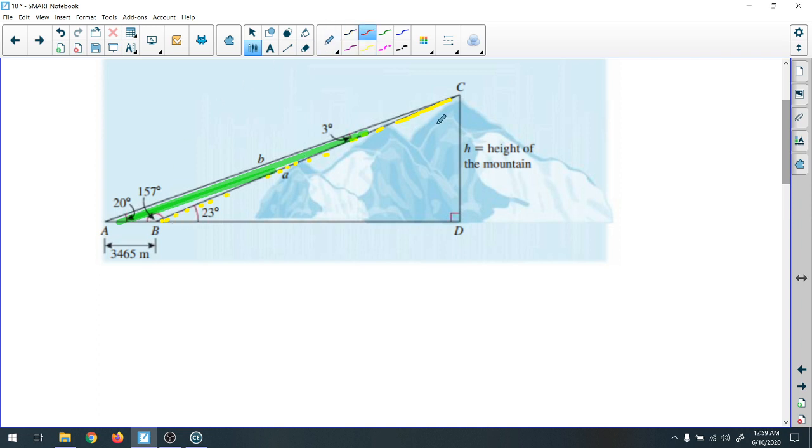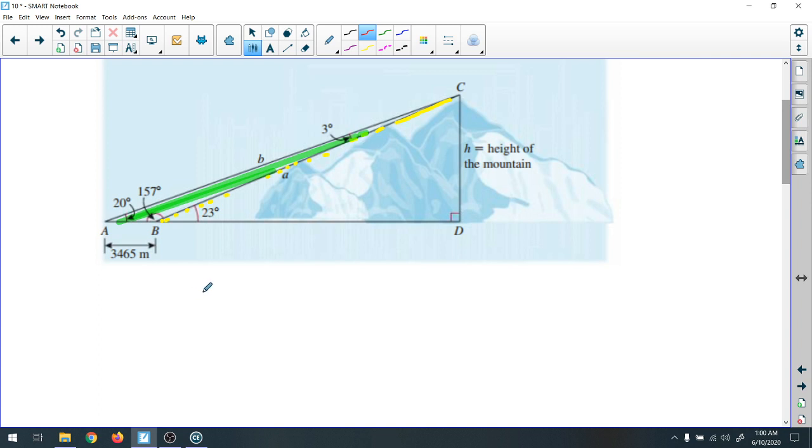Okay. What do we know about this triangle? We know the opposite angle of this side is 20 degrees. And what else do we know? We know this side AB is 3,465 meters. And the opposite angle is 3. They give it to us. They shouldn't give it to us because you've got to know geometry basics, which is we subtract 23 minus 20 equals 3. But anyway, they give it to us. They make it easy for us.